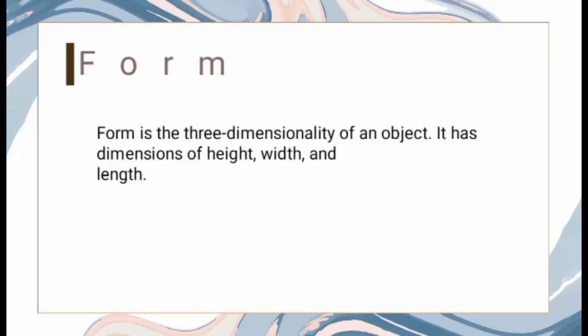Moving on, form refers to the three-dimensionality of an object, encompassing dimensions of height, width, and length. It's what gives an artwork a sense of volume and depth, making it appear more realistic. Form is not just limited to sculptures or installations, but is also a critical aspect of two-dimensional artworks like paintings and drawings. Artists use techniques like shading, perspective, and foreshortening to create the illusion of form on a flat surface.